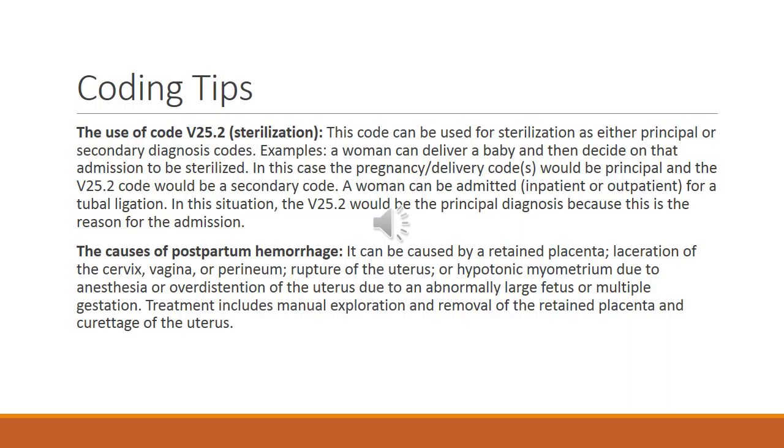Now, the causes of postpartum hemorrhage. It can be caused by a retained placenta, laceration of the cervix, vagina, or perineum, or rupture of the uterus, or hypotonic myometrium due to anesthesia or overdistension of the uterus due to an abnormally large fetus or multiple gestation. Treatment includes manual exploration and removal of the retained placenta and curettage of the uterus.